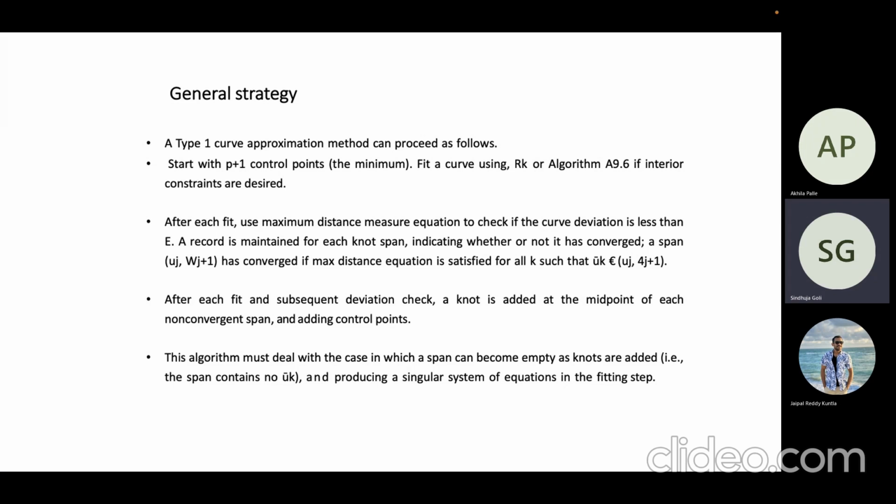A record is maintained for each knot span, indicating whether or not it has converged. A span [uj, uj+1) has converged if the max distance equation is satisfied for all k such that uk belongs to [uj, uj+1). After each fit and subsequent deviation check, a knot is added at the midpoint of each non-convergent span, adding control points. This algorithm must deal with the case in which a span can become empty as knots are added. The span contains no uk, producing a singular system of equations in the fitting step.